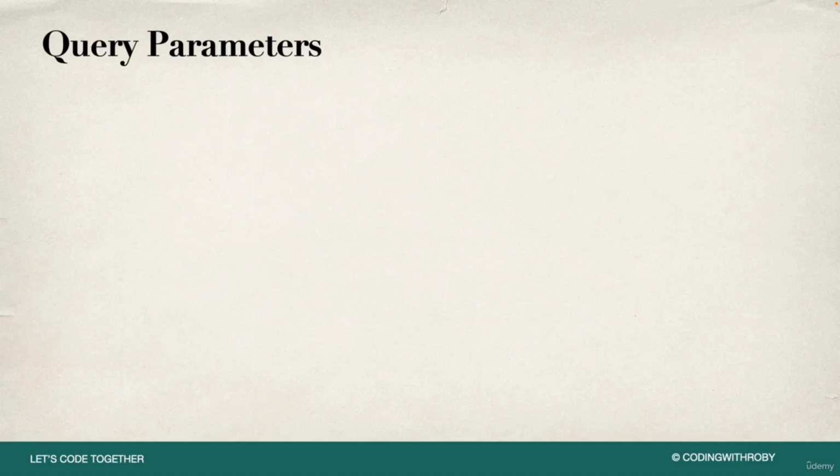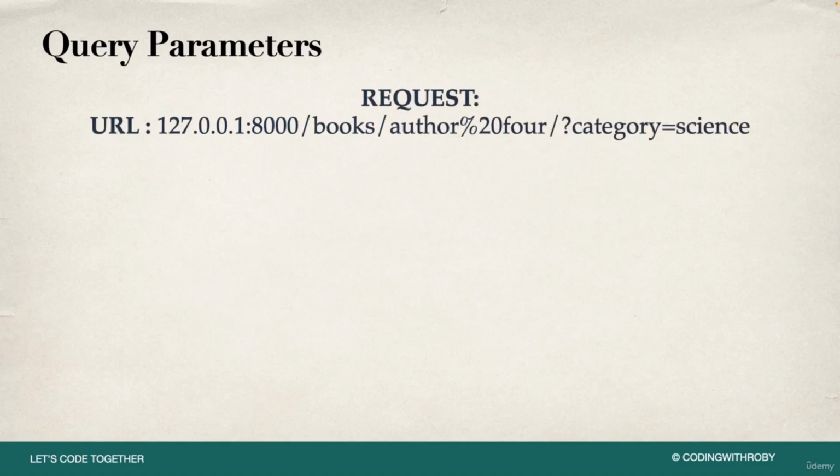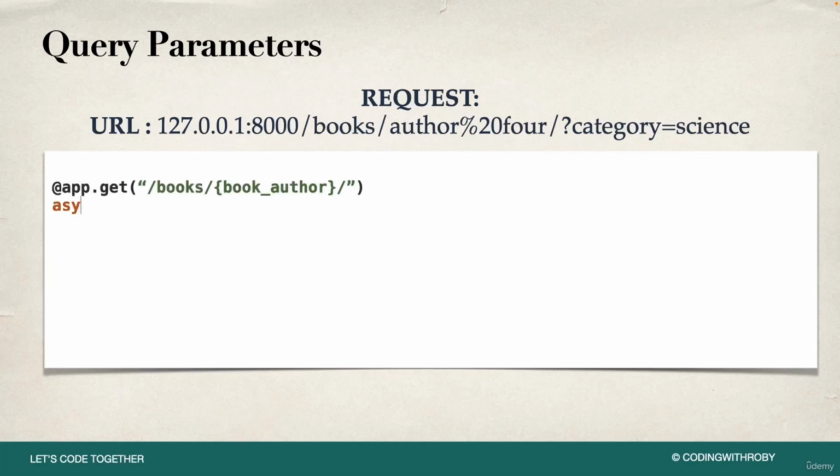Now, query parameters can be used with path parameters. So let's say we have a new request of our localhost port 8000 /books, and then we have our dynamic path parameter of /author%20four, where %20 means space, /category=science. So here we can probably assume that we're going to be looking for the author Four and their books that they wrote that have a category of science.